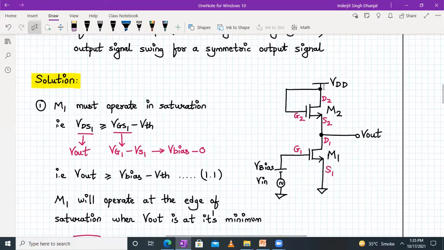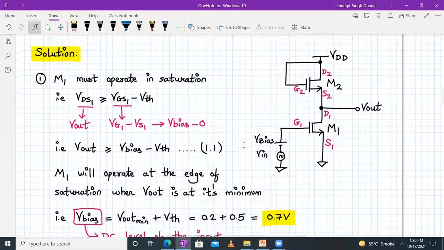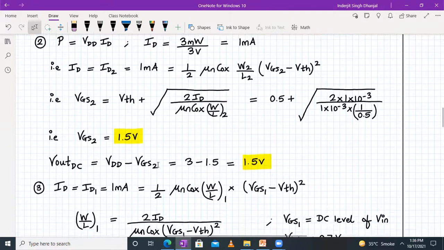Or we can also say, since M2 transistor is diode connected, VGS2 is the same as VDS2. We already found out the value of VGS2. So the DC level of the output will be VDD minus VGS2, or VDD minus VDS2. Both are the same because M2 is diode connected. VDD is 3 volt and VGS2 is 1.5. So V out DC level will be equal to 1.5 volt.